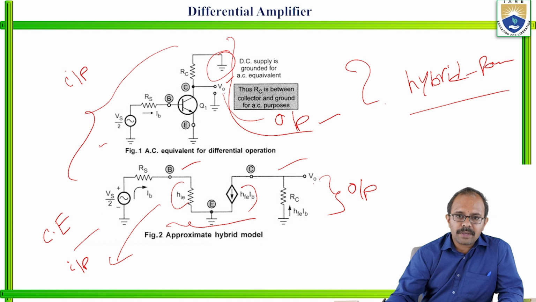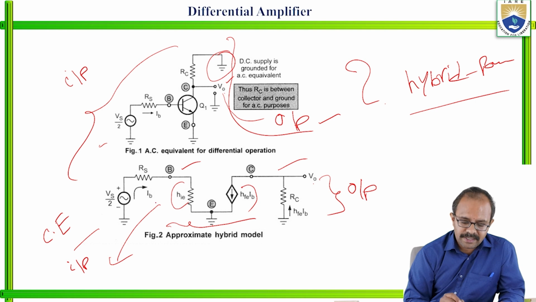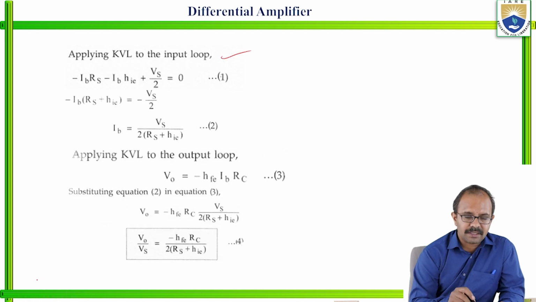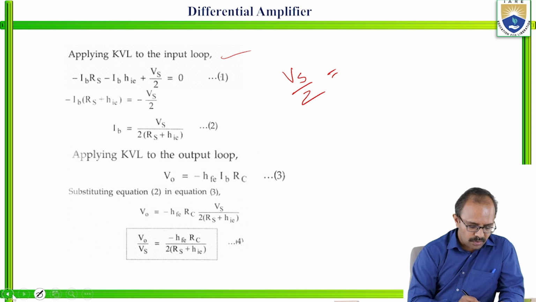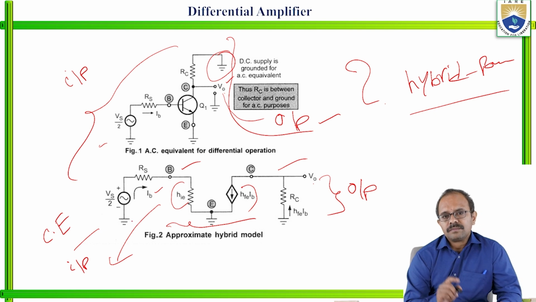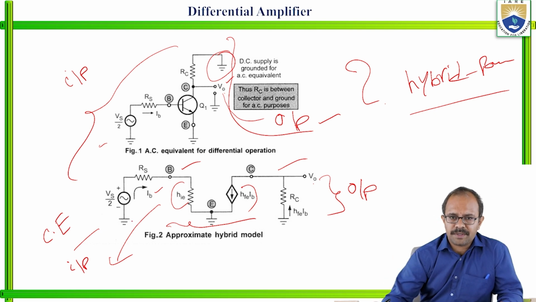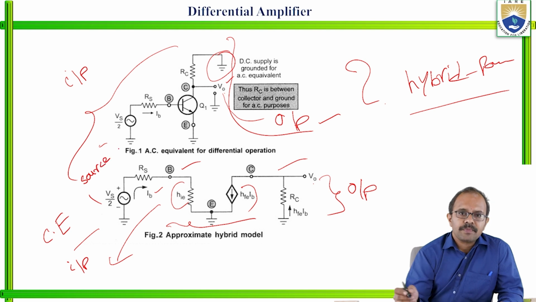So what are the components present in the input terminal? We can say RS is there and input current is represented by IB, and there is input resistor, that is HIE. So we will see the expression that Vs by 2 is equal to... There is only one source. If you observe in the circuit, applying KVL to the input section of the hybrid parameter model, the only source is Vs by 2. This is the only source here, right?